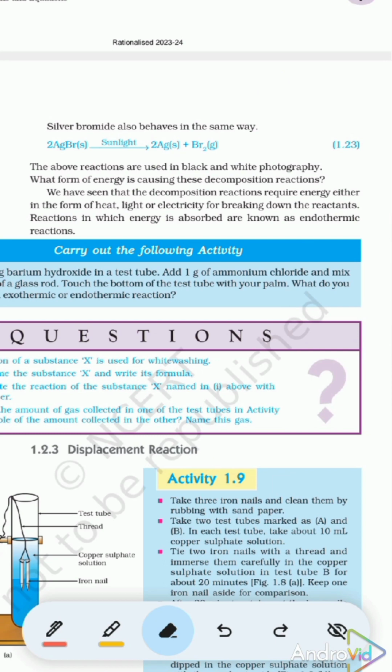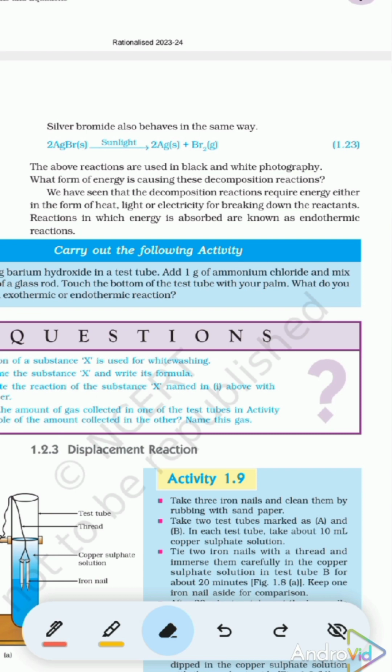What form of energy is causing these decomposition reactions? We have seen that decomposition reactions require energy either in the form of heat, light or electricity for breaking down the reactants. So note that either in the form of heat or light or electricity, energy is required to decompose.